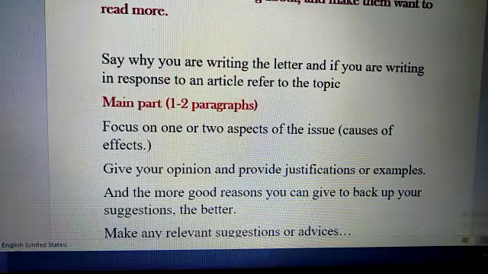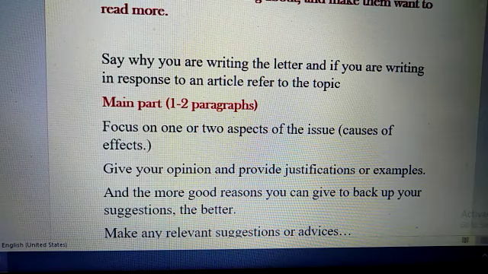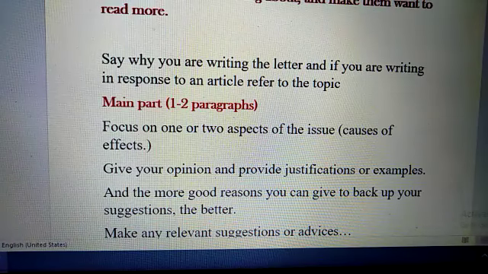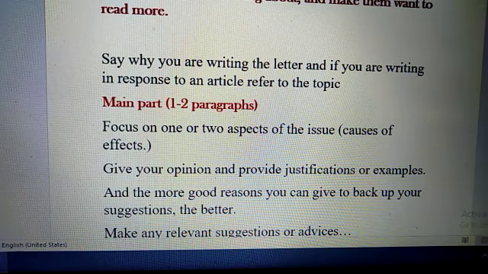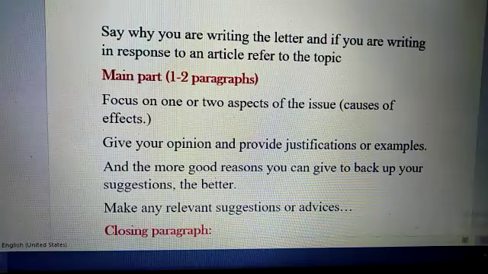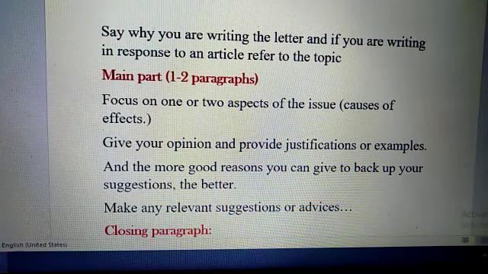Then you try to give your opinion, and you provide justification or examples. The more reasons you can give to back up your suggestions, the better your letter will be. That is, you try to make any relevant suggestions or advice. All in all, you have to be concise and clear.